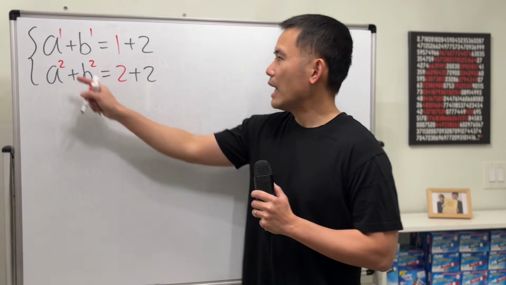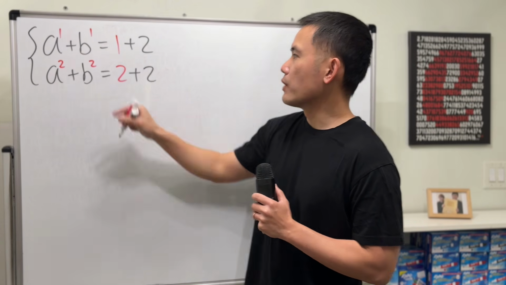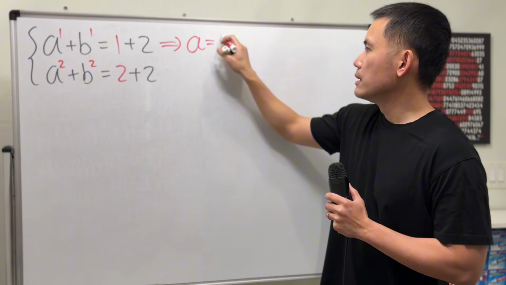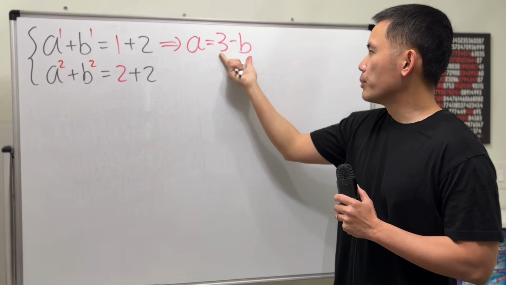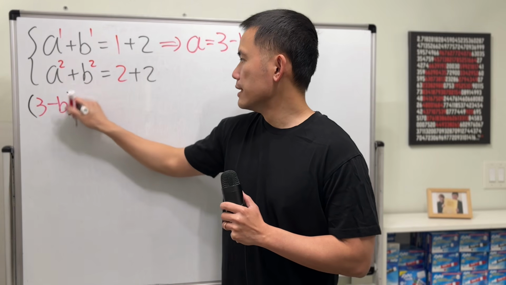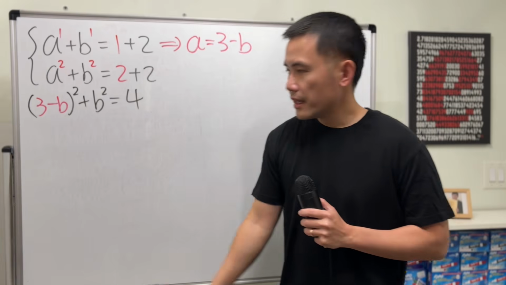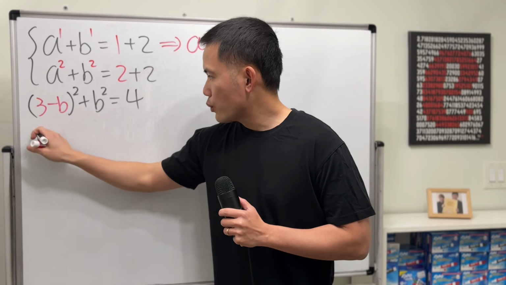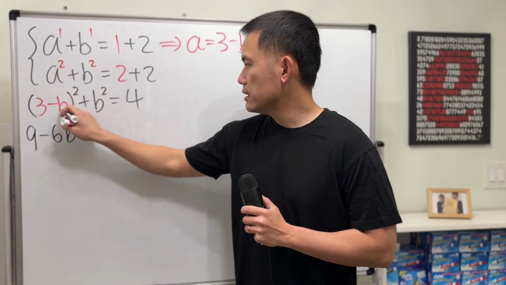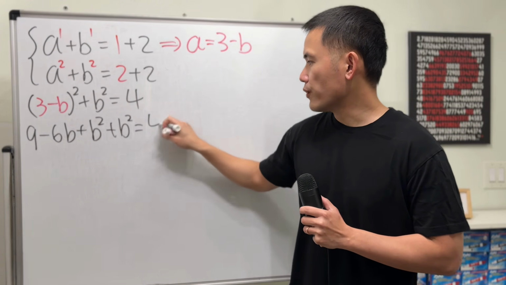So to start, I will use substitution. Let me isolate A. So I will subtract B from both sides. Then we see that A is equal to 3 minus B. And I'll put this right here. We get (3 minus B) squared plus B squared, that's equal to 4. And then expand this. We get 3 squared, which is 9, minus 2 times this and that, 6B, plus this squared, B squared, and then another B squared here. And that's equal to 4.